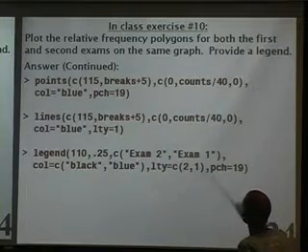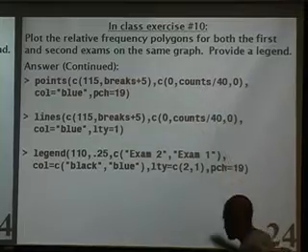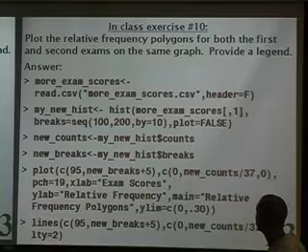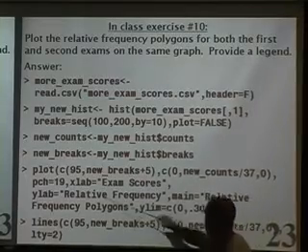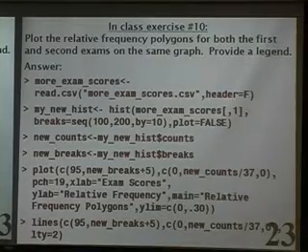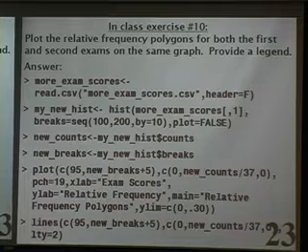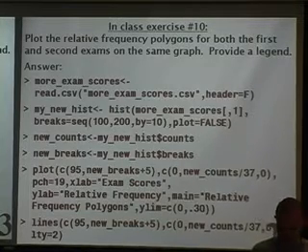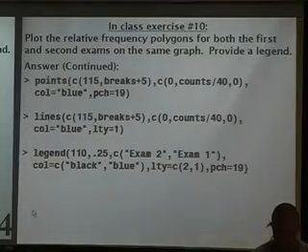Notice in each of these, here I took the counts divided by 40. In the previous one, I took the counts divided by 37, because I'm trying to make this a relative frequency and not frequency. I want to scale these things to be on 0 to 1 to make it a fair comparison, because one exam had 37 people taking it, the other one had 40 people taking it.